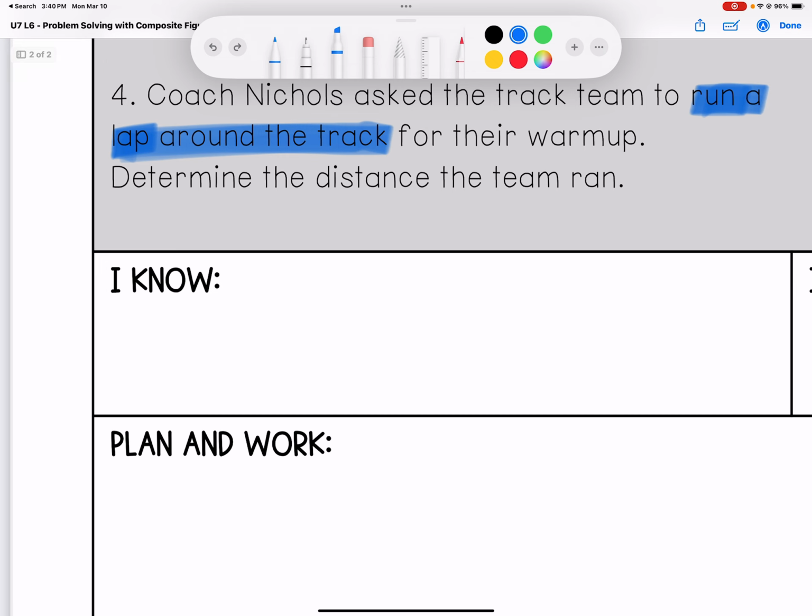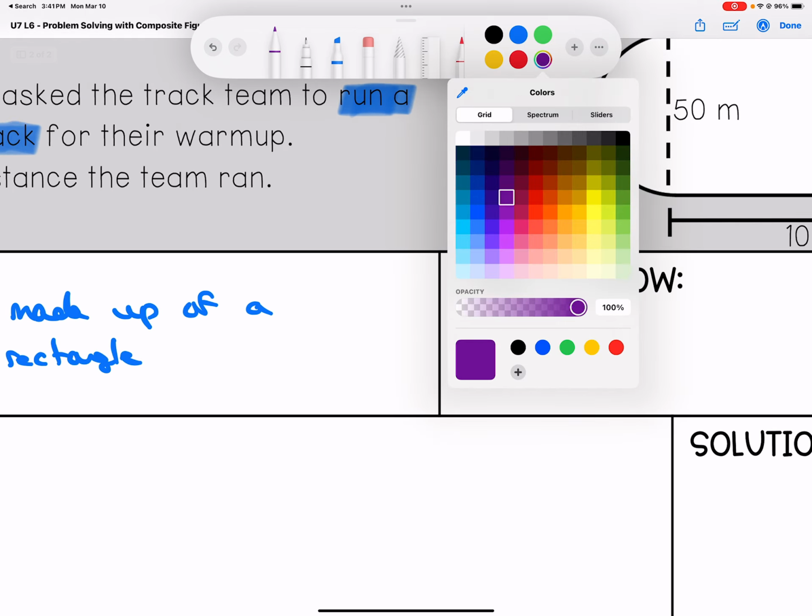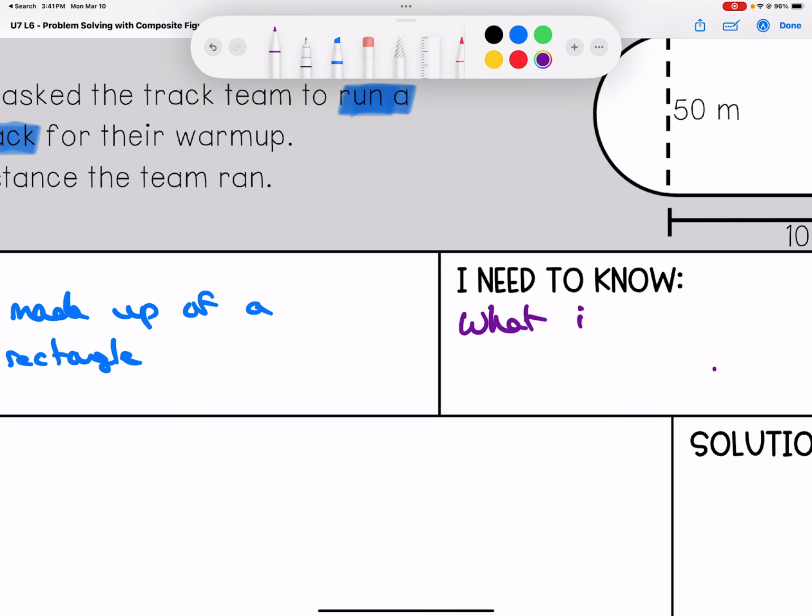What do I know? The track is made up of a circle and a rectangle. What is the perimeter around the track?